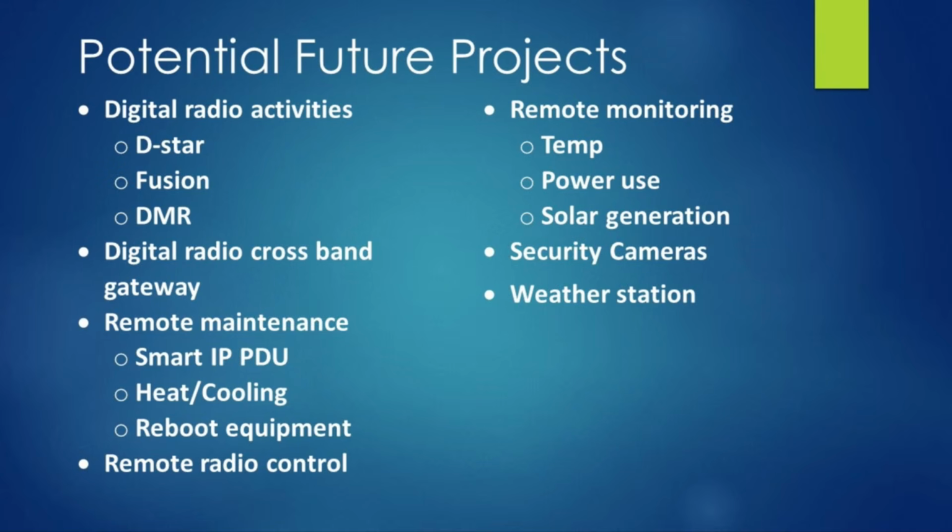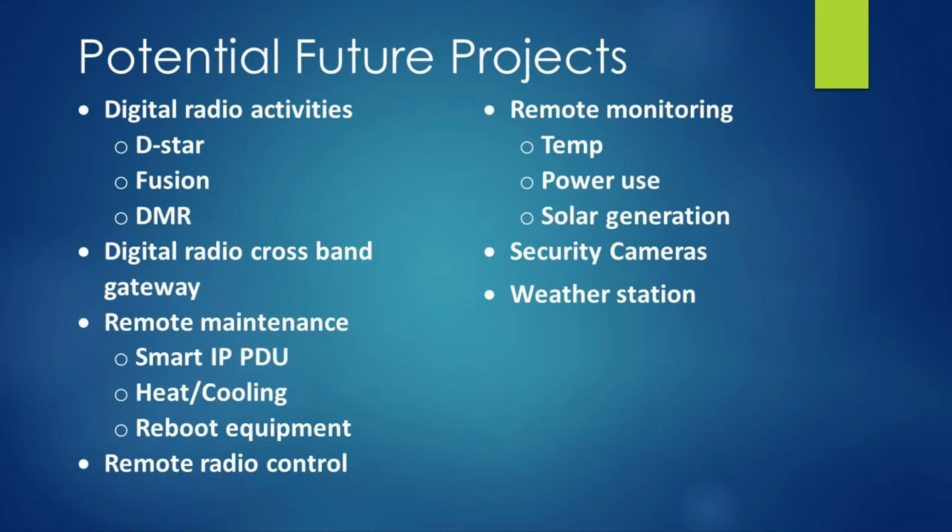Digital radio activities like digital modes of communication on the repeaters themselves are quite common today. DStar, Fusion, and DMR are three of the most common. Crossband gateways, remote maintenance options as well, where you can reset power supplies and reboot equipment if you needed to do so. The ability to remote in and utilize a radio at the location, but not having to be at the location. Remote monitoring. Security cameras.